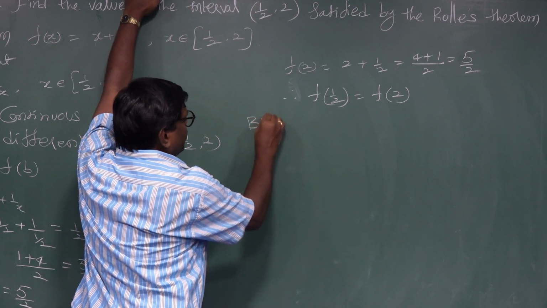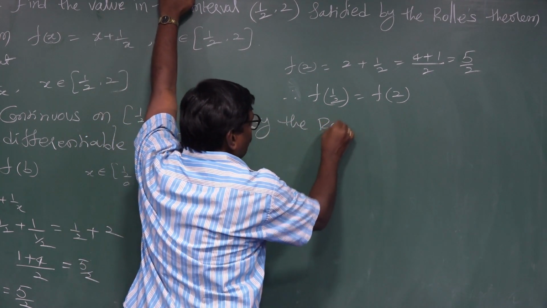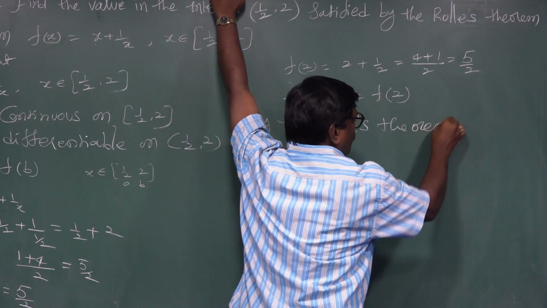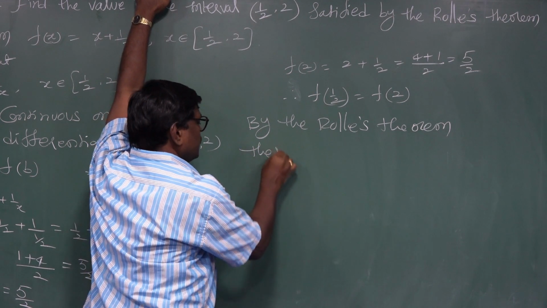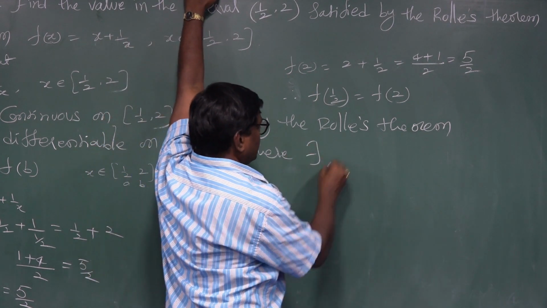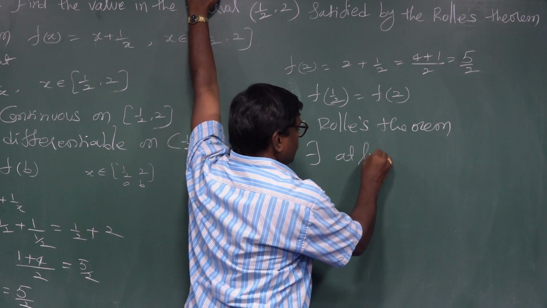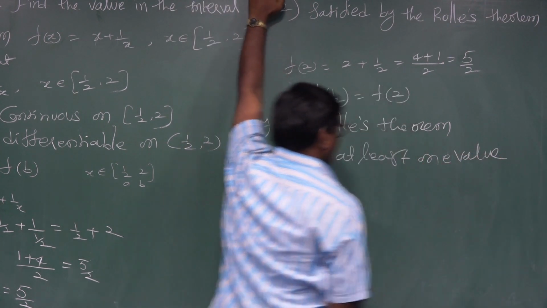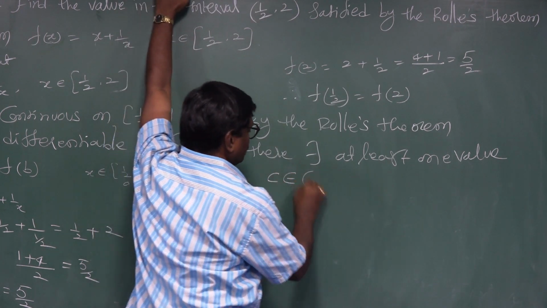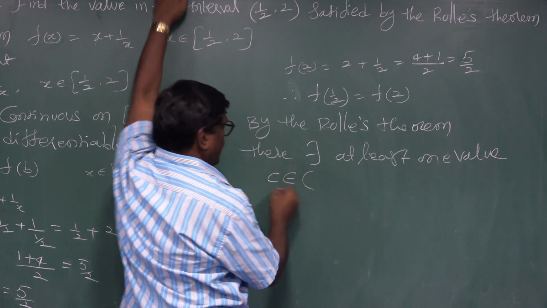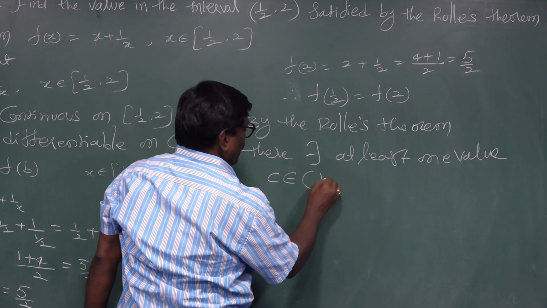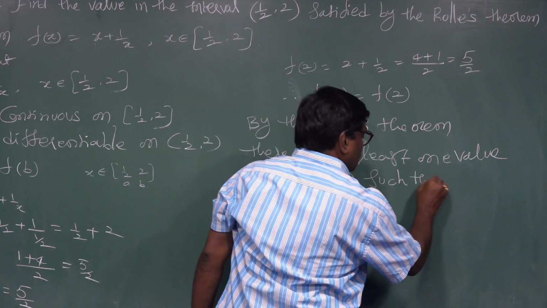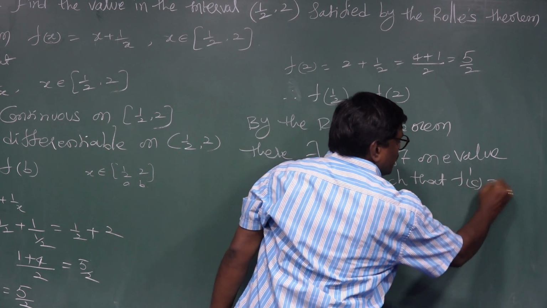By Rolle's theorem, there exists at least one value c belongs to the open interval (1/2, 2) such that f'(c) = 0.